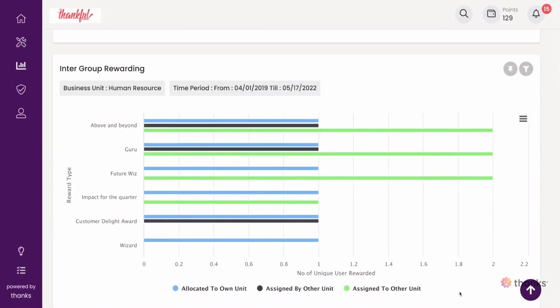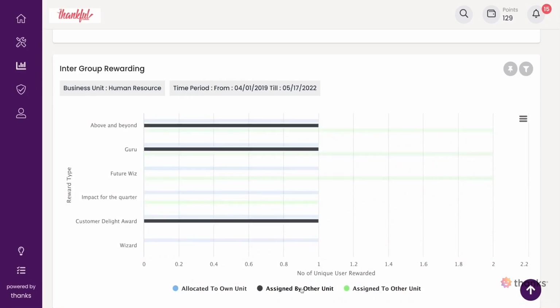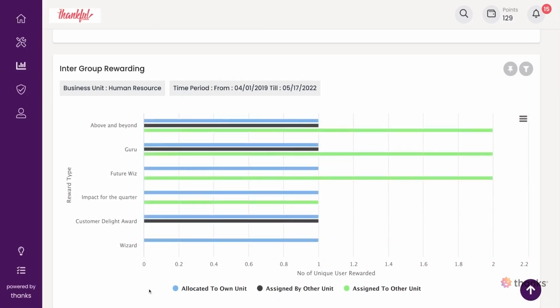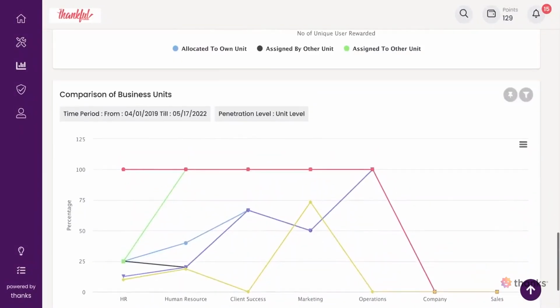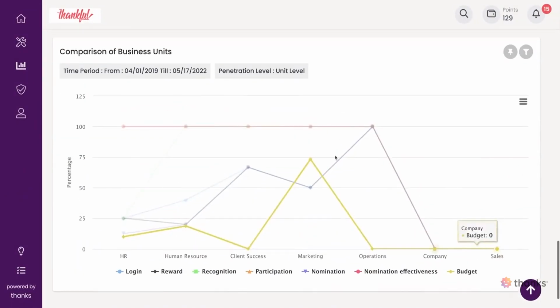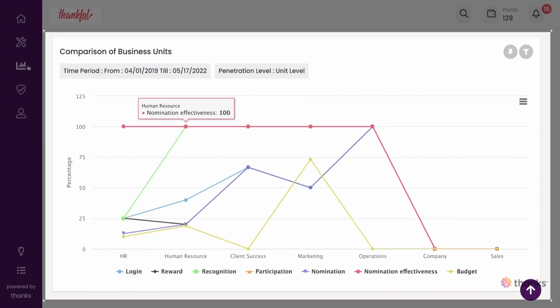Intergroup Rewarding Report gives insights on the number of rewards that were given outside the issuer's business unit. You also get to see the number of rewards allocated within a same unit. This chart gives you the comparison of recognition activities in various business units.